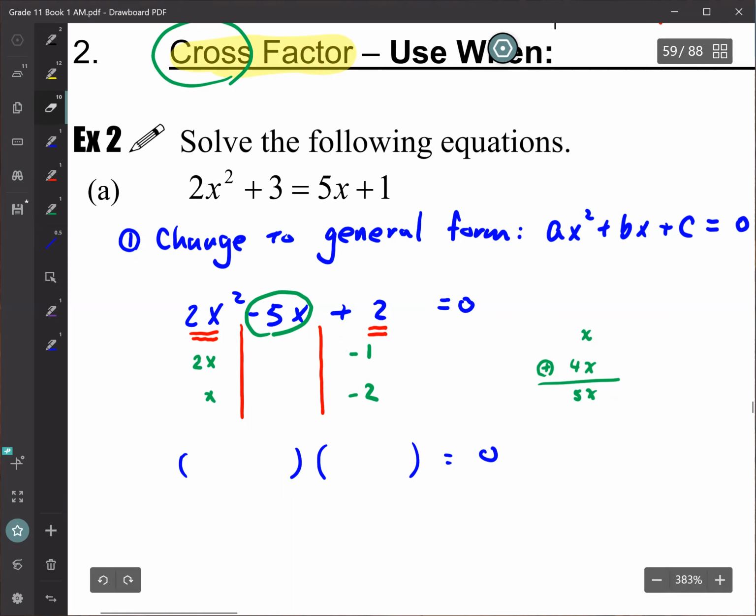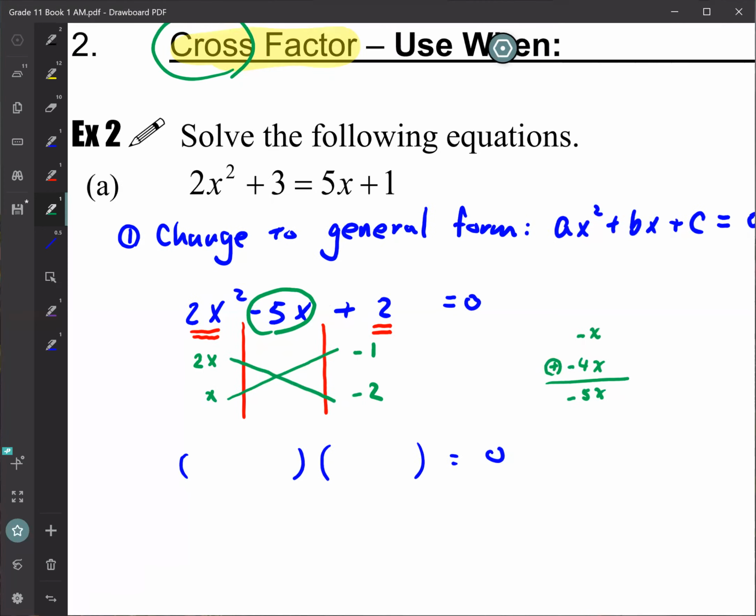okay, so let's try one more time. X times negative 1 will give you negative x. 2x times negative 2 will give you negative 4x. So if you add them up, it will become negative 5x. So that's the correct pair, okay? It has to match all three things, right?